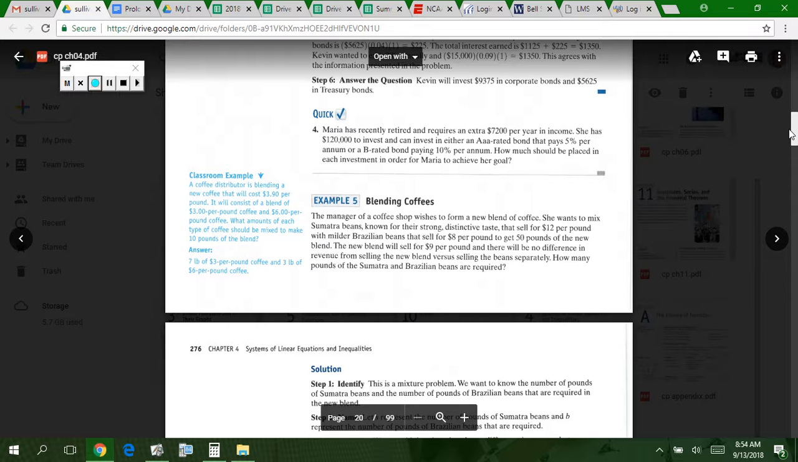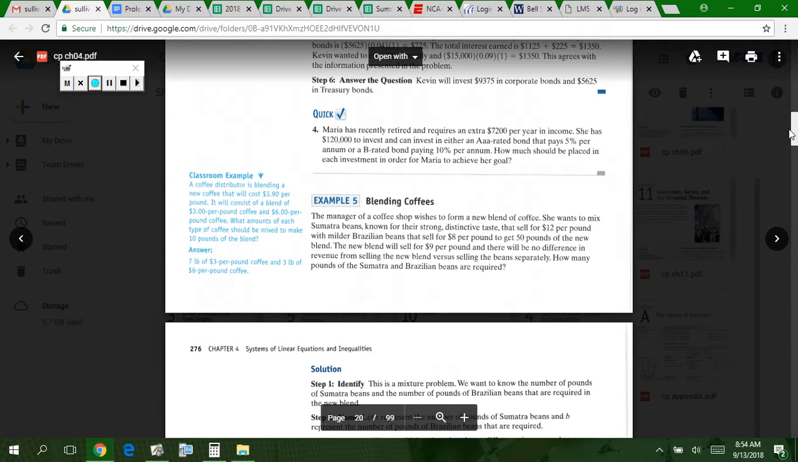Read this one. It says, the manager of a coffee shop wishes to form a blend of coffee. He wants to make Sumatra beans, noted for their strong, distinctive taste, that sell for $12 a pound, and a more milder bean, a Brazilian bean, that sell for $8 a pound. She wants to get 50 pounds of this new blend. Okay? So that's an equation right there, huh?